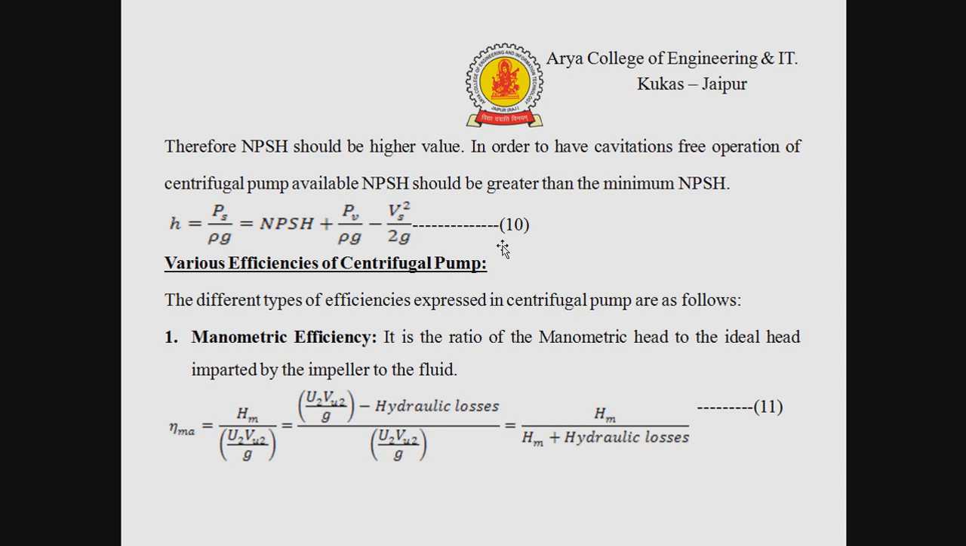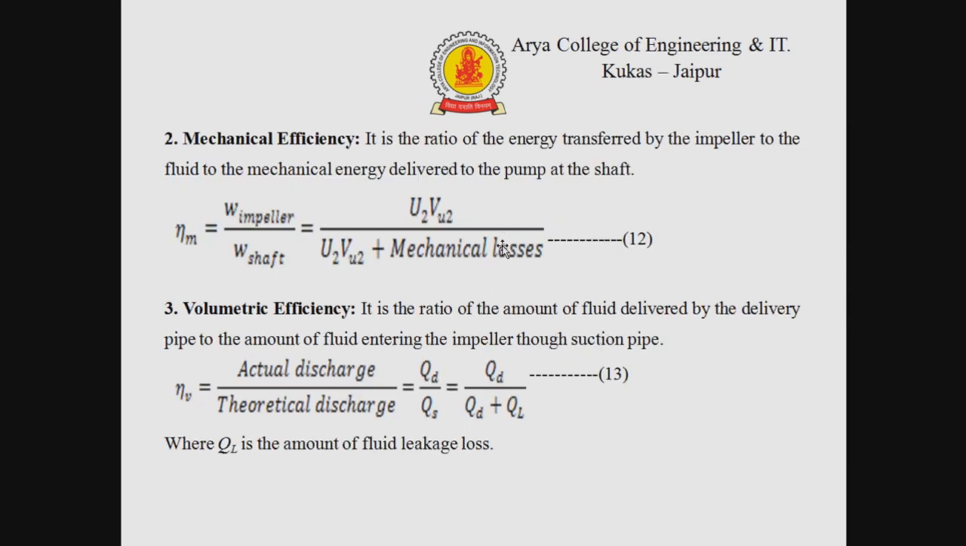Now we discuss the various efficiencies of a centrifugal pump. The different types of efficiencies expressed in a centrifugal pump are as follows. First, manometric efficiency. It is the ratio of the manometric head to the ideal head imparted by the impeller to the fluid. The value of the manometric efficiency is shown by equation 11.